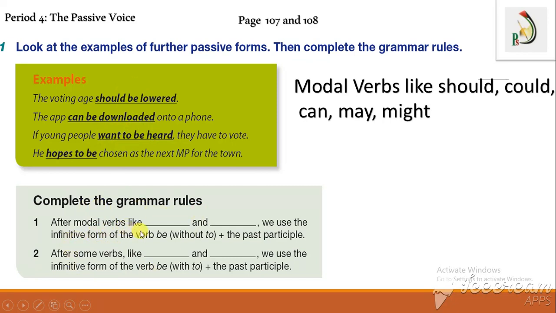After modal verbs like dash and dash, we use the infinitive form of the word be without to plus the past participle. So now look at these examples and tell me which modal verbs have been used. See, what are the modal verbs? Simple, should and can. After some verbs like, see, we use the infinitive form of the verb be with to. So what are the verbs? They are want and hope.